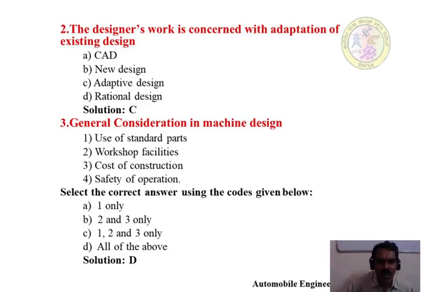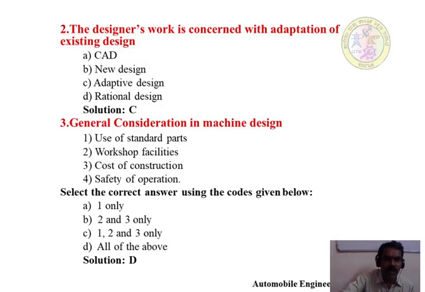So there are 4 options here: 1 only, 2 and 3 only, third one is 1, 2, 3 only, and D answer is all of the above. So here all the parameters are applicable for the third question, that is general consideration in machine design.